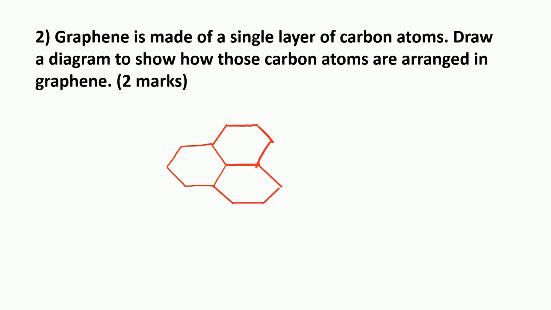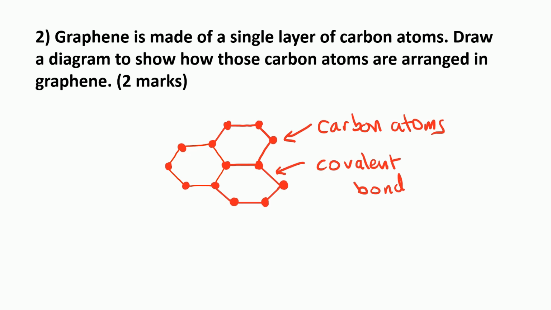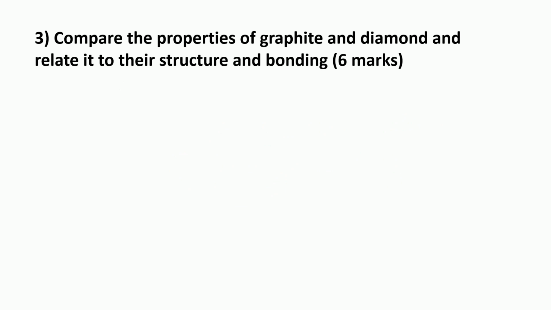Where each of those lines intersects, I'm going to draw a carbon atom. And I'm going to label those carbon atoms. And the sticks in between the carbon atoms represent covalent bonds. Question 3. Compare the properties of graphite and diamond and relate it to their structure and bonding.